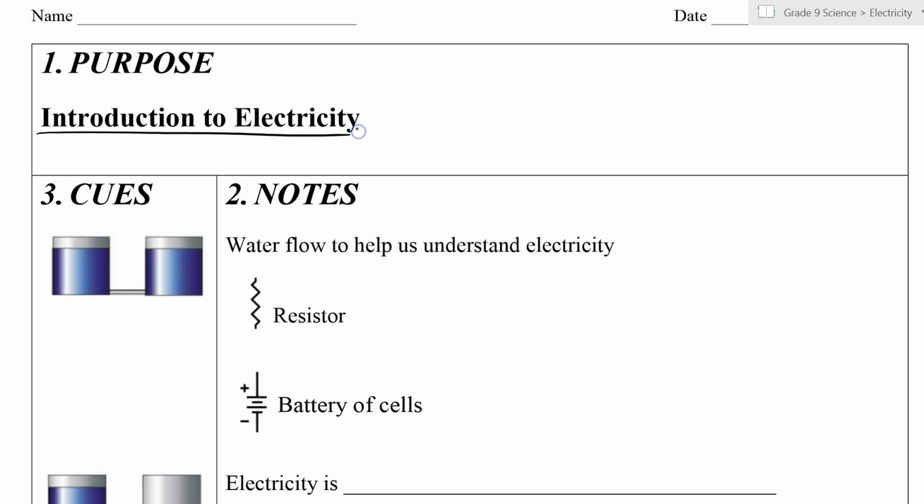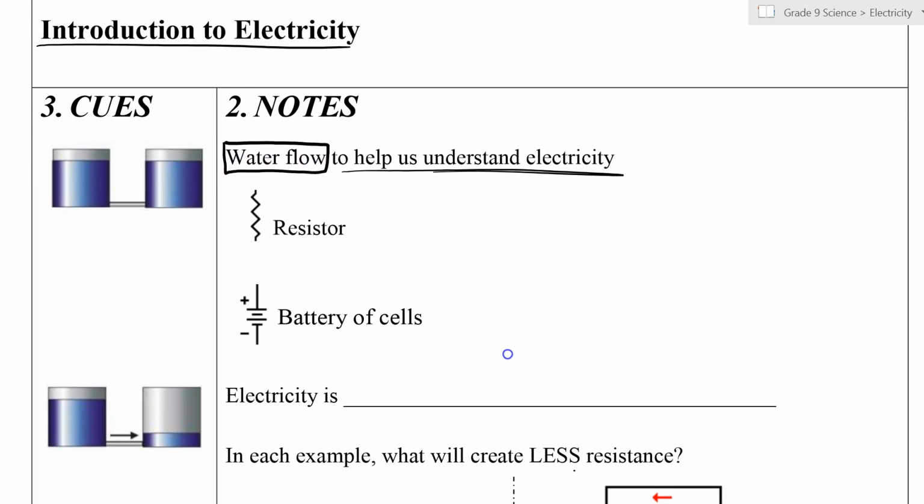Welcome to Introduction to Electricity. What we're going to do is use water flow as an analogy. That's a helpful kind of image or example that we can use to help us understand the flow of electricity. Now, in order for us to go on with this analogy, let's talk a little bit about water flow.